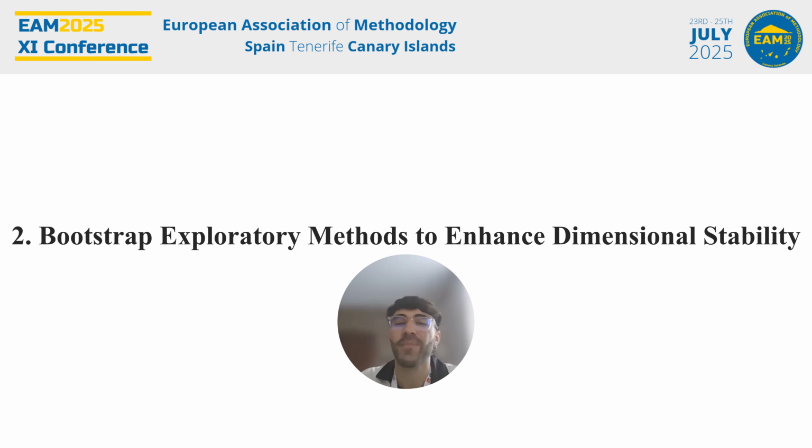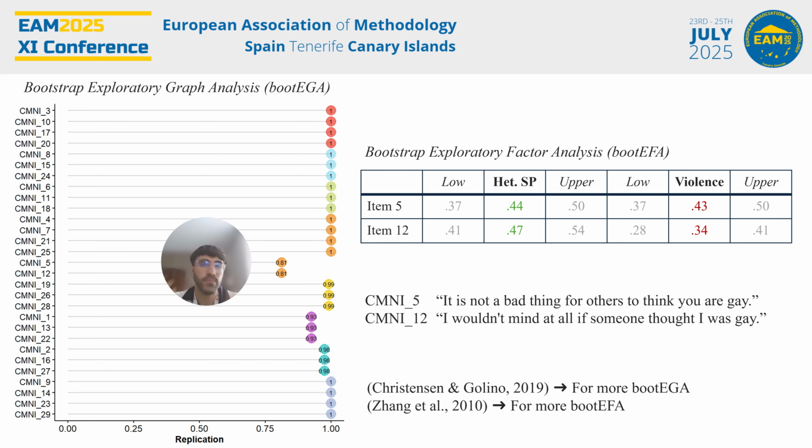2. Bootstrap exploratory methods to enhance dimensionality stability. When we apply Bootstrap EGA, we find that the main replicability issues are indeed linked to items 5 and 12. This suggests that the factor assignment from the original EGA is not entirely stable. In contrast, Bootstrap EFA reveals cross-loadings involving the violence factor. However, the highest loadings still correspond to the item's theoretical factor.